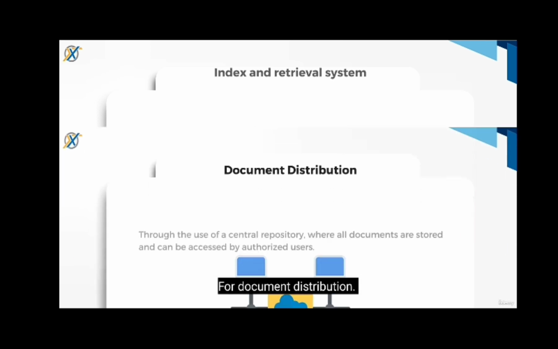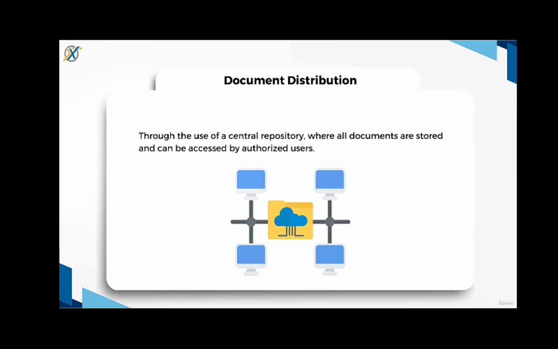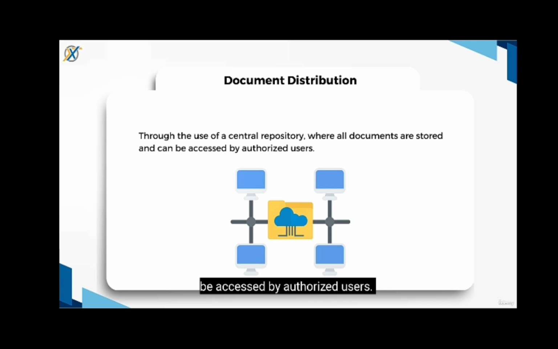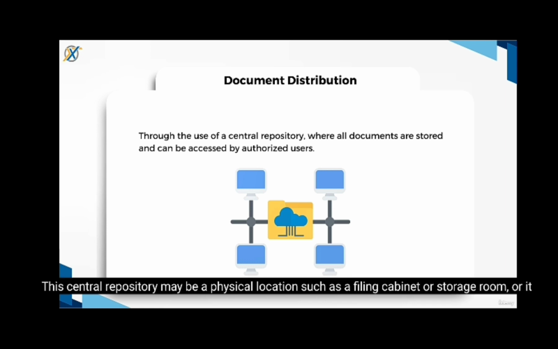4. Document distribution. There are several ways that documents can be distributed within a document management system. One common method is through the use of a central repository, where all documents are stored and can be accessed by authorized users. This central repository may be a physical location, such as a filing cabinet or storage room, or it may be a digital platform, such as a cloud-based document management system.